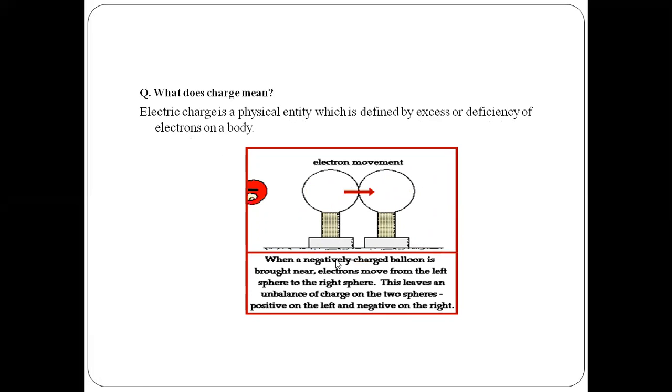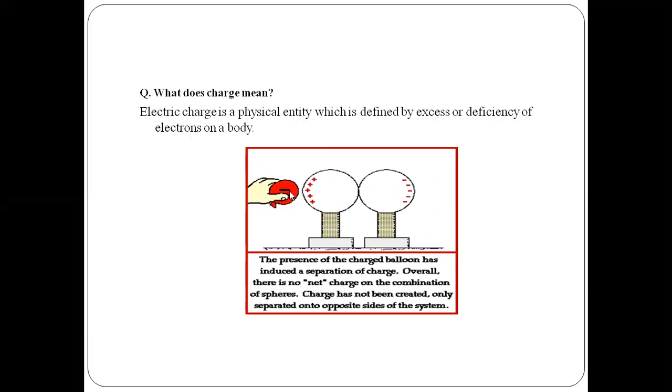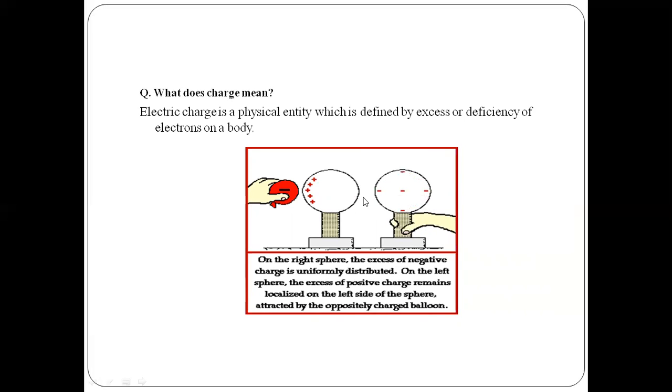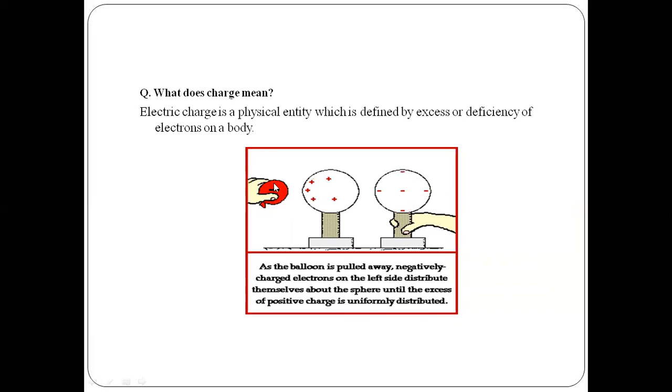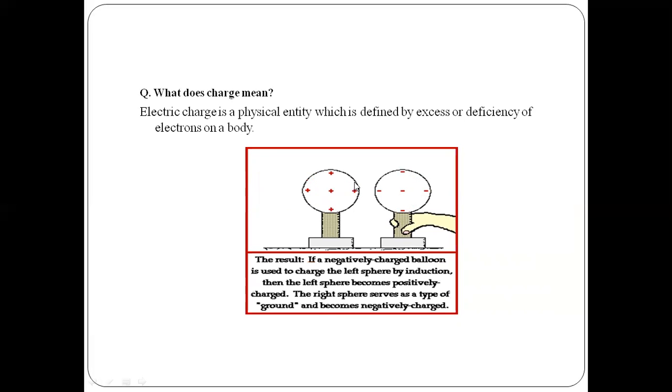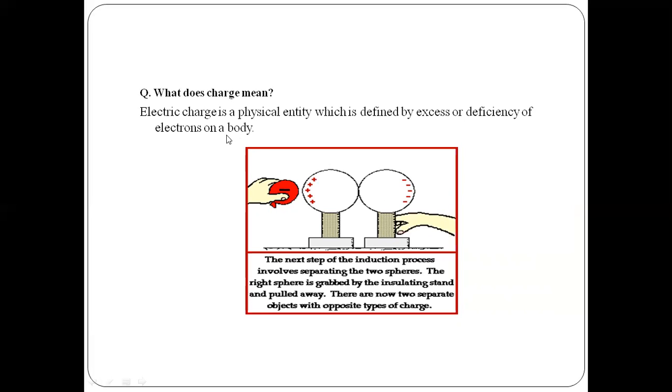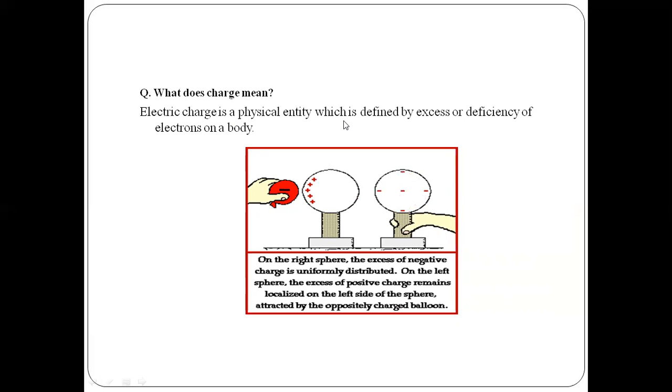The neutral conducting sphere. Now when we bring a negatively charged one, because of unlike charges they attract. Now the negative charge moves away from this one, because this is negative. Therefore it pushes the negative charge, and when it is removed, positive and negative get neutralized. All this is because of the movement of electrons. Once again, electric charge is a physical entity which is defined by excess or deficiency of electrons.